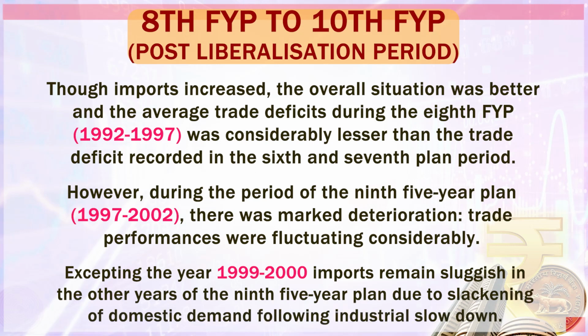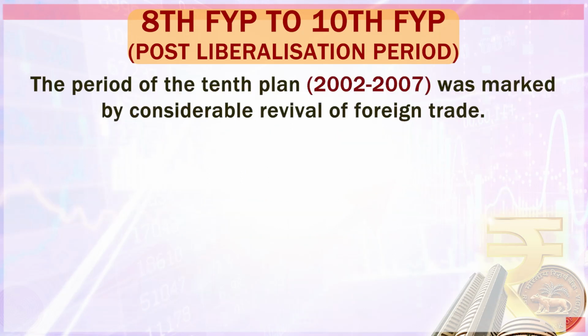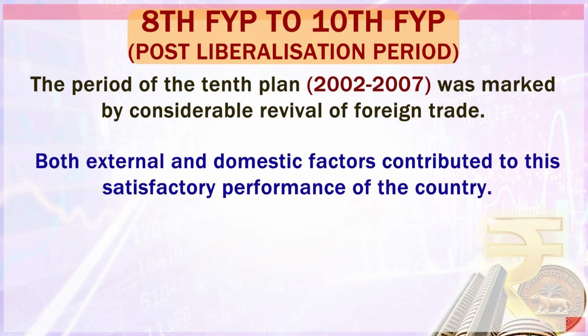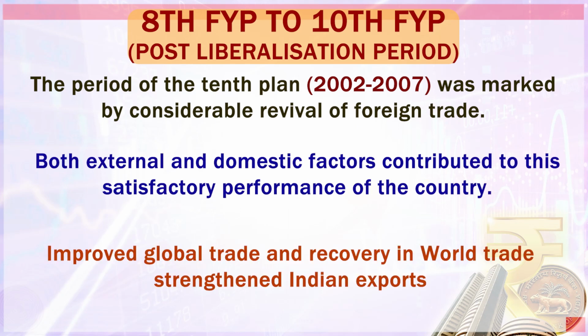Otherwise, in other years of the ninth five-year plan, import was very sluggish because of lower domestic demand. Now, after the ninth five-year plan, during the 10th five-year plan, that means from 2002 to 2007, the trade situation, or India's position in world trade, was very good. During the 10th five-year plan, export growth was always more than 20%. And of course, in 2004-5, that figure was almost 30%.